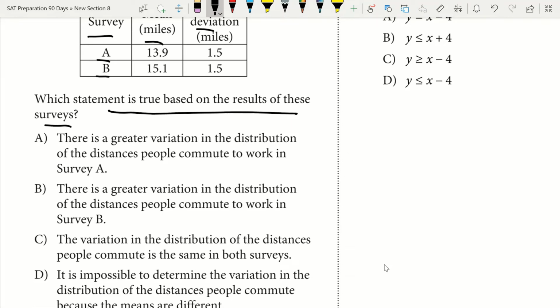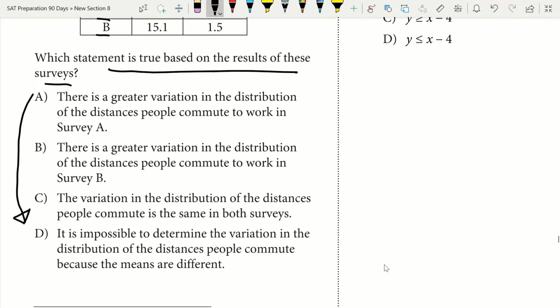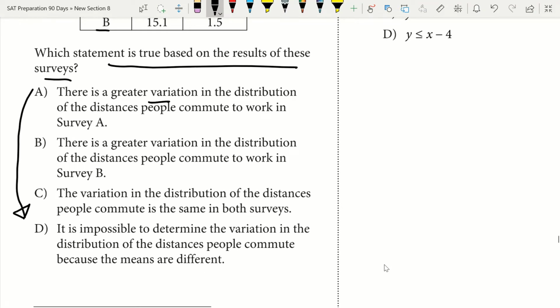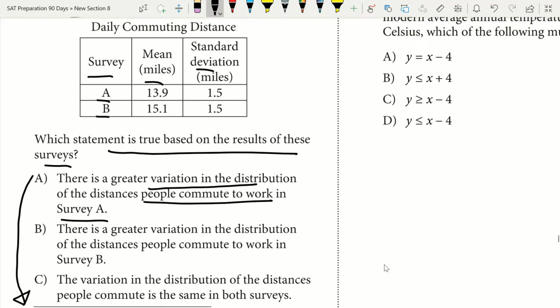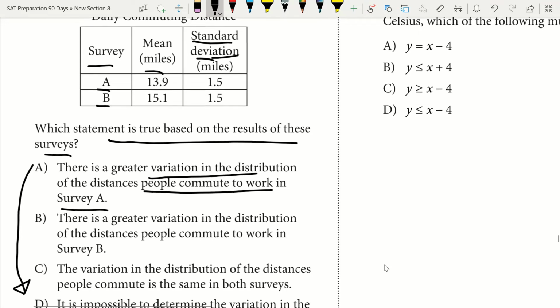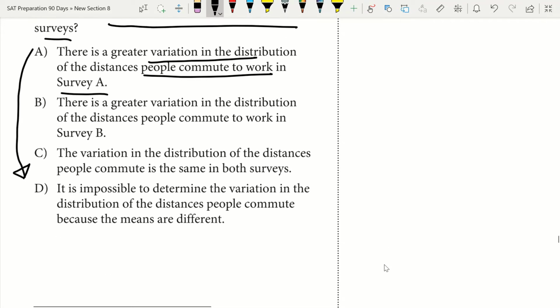So let's go ahead and run through our options. If we're asked for what's true about these surveys, we basically have no choice but to go A through D till we find one that's true. A, there is greater variation in the distribution of the distances people commute to work in survey A. Well, no, we know that their deviation is the same, right? They have different means, but their standard deviation is the same. Okay, so deviation is going to be the same. One isn't going to be different than the other. Option B, there's greater variation in the distribution of distances people commute to work in survey B. Also not true. We know they have the same variation, right? There's not greater variation in one than the other.